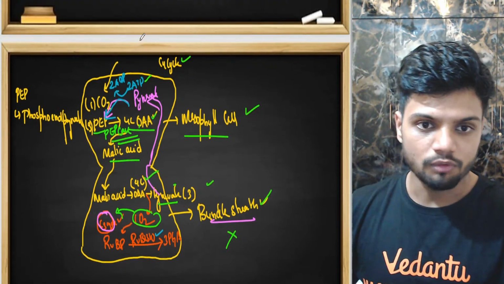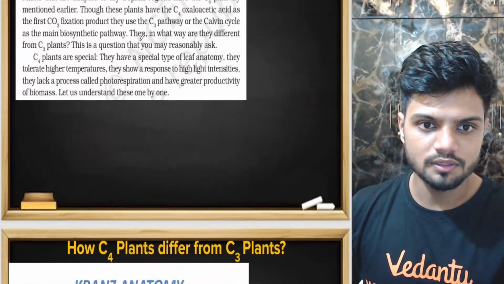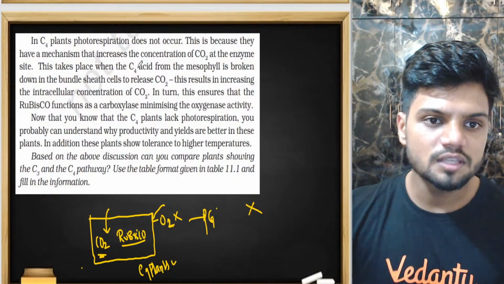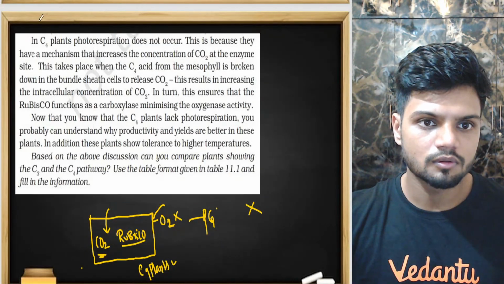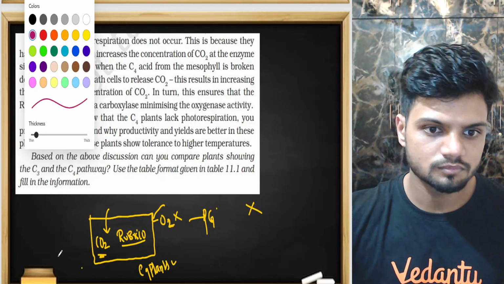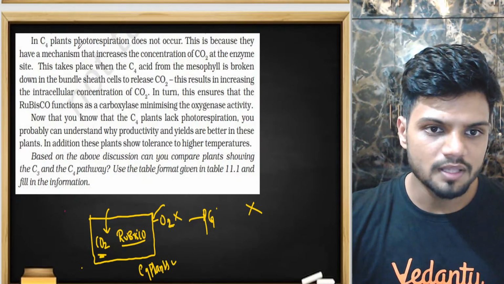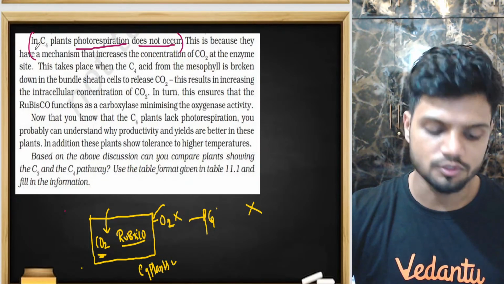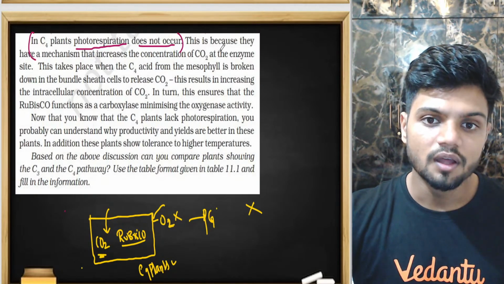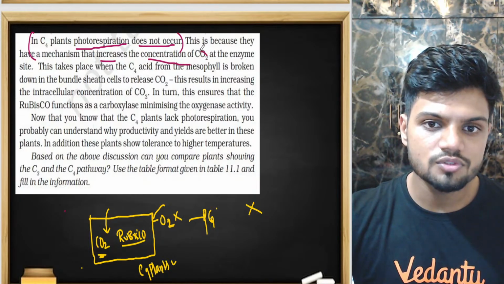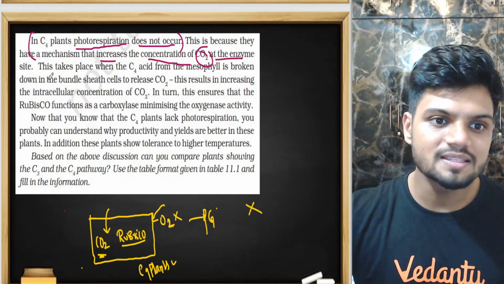Okay. And what did we learn here, students? Let's read the NCERT now. In C4 plants, photorespiration does not occur. All of you know this already. It does not happen. This is because they have a mechanism that increases the concentration of CO2 at the enzyme site.